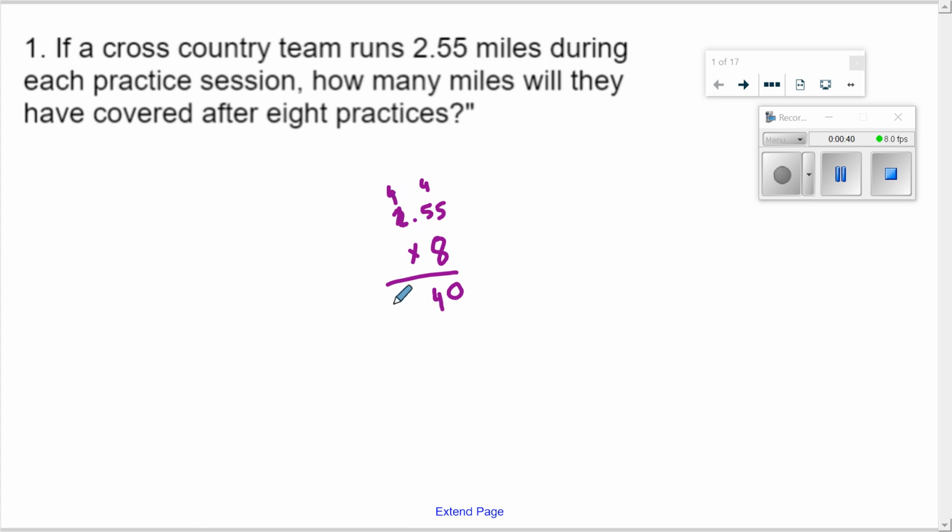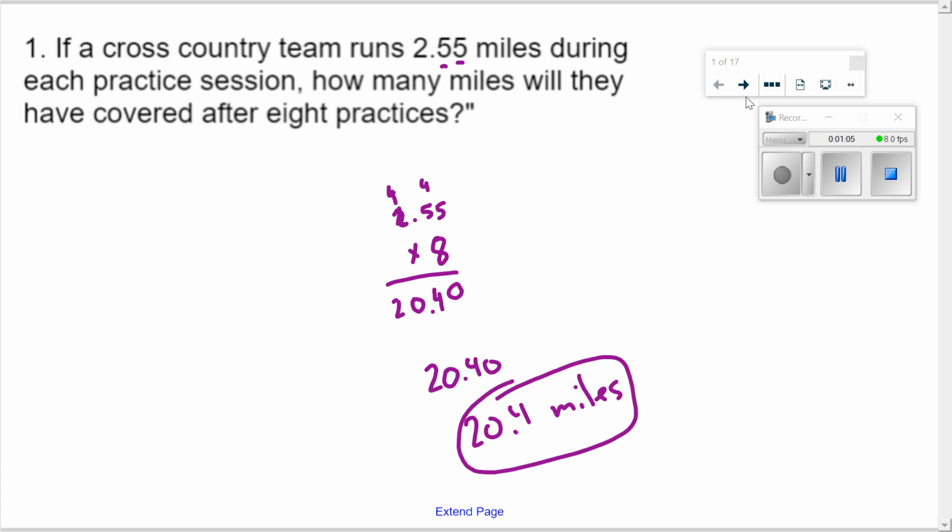Plus 4 is 20. So our digits are 2040, but we have to move the decimal place 2 spaces, right? 2 spaces. So the decimal place will go 1, 2 right there. So the answer is 20.40 or 20.4 miles.